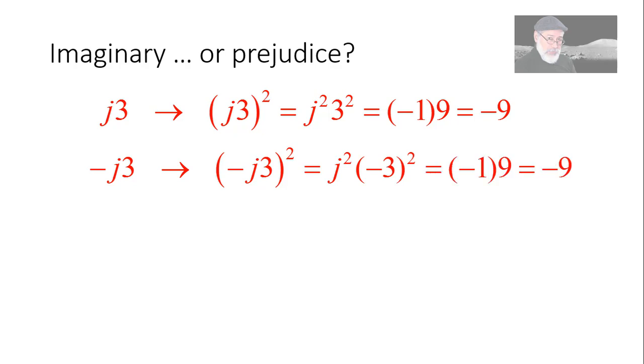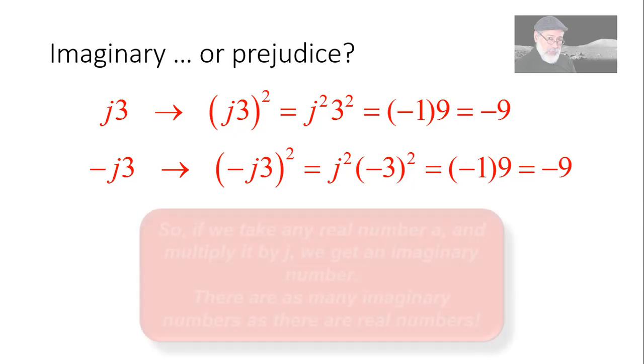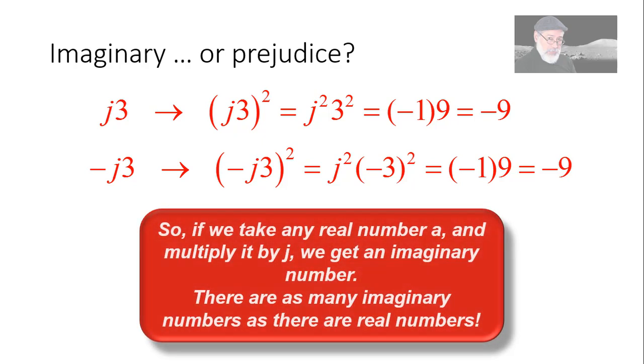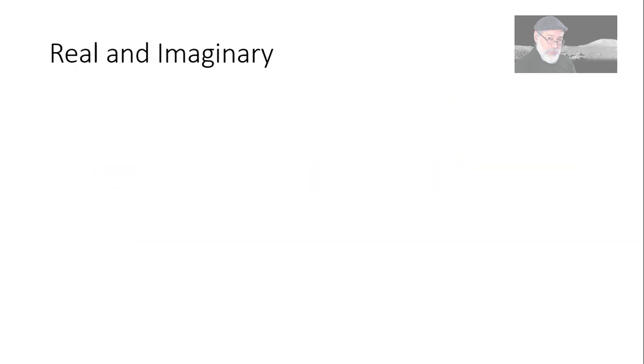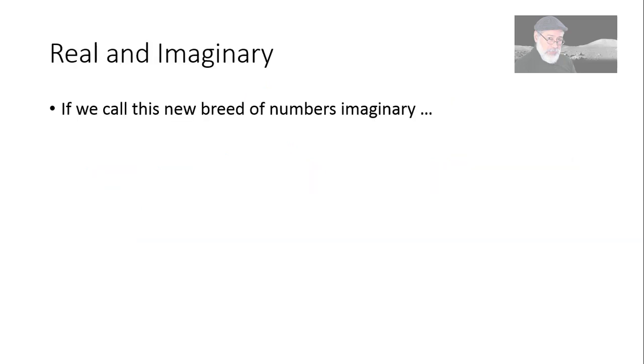So you see, every time you multiply j by any real number, positive or negative, you get a number whose square is negative. You get an imaginary number. That means that there are as many imaginary numbers as there are real numbers. For every real number, I multiply that times j, and I get an imaginary number. Real and imaginary, right? Sure.